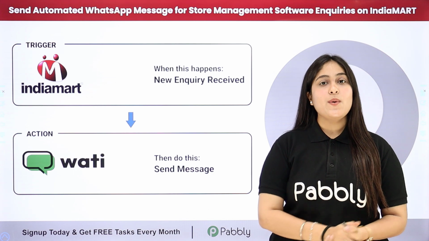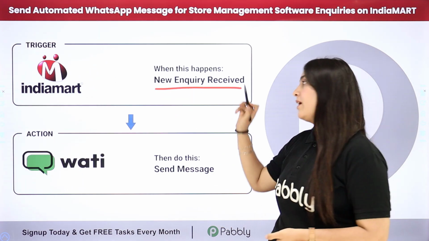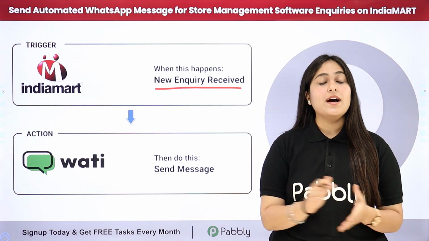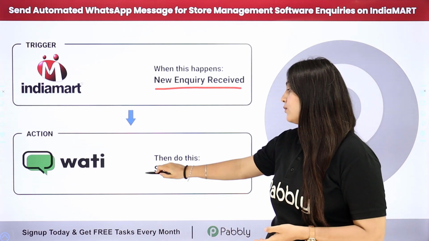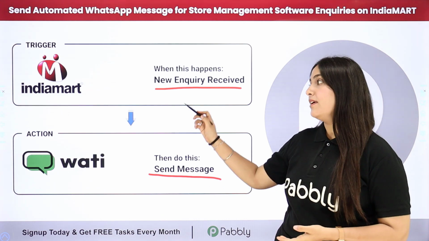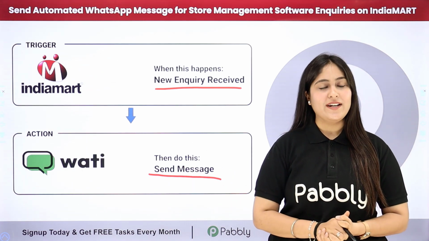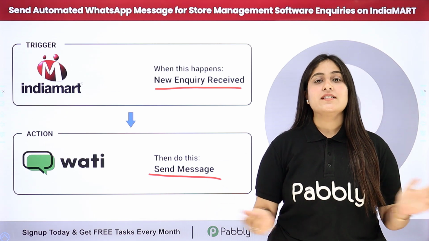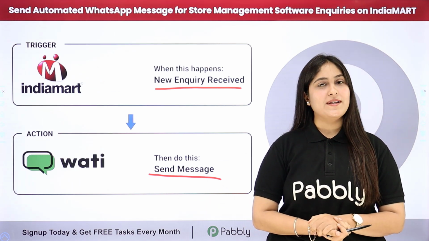So here in this case I want whenever I receive a new inquiry through my IndiaMART account, then automatically a personalized WhatsApp message should be sent to that lead using Vati. So here to build this connection, I need to connect these applications using an automation software named as Pabbly Connect. So to learn this process step by step, let me take you to my screen.